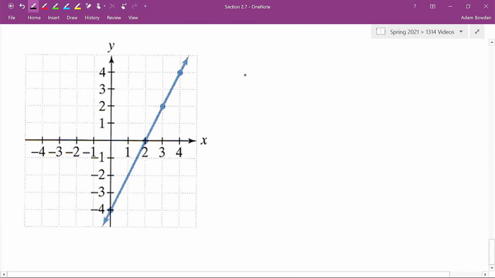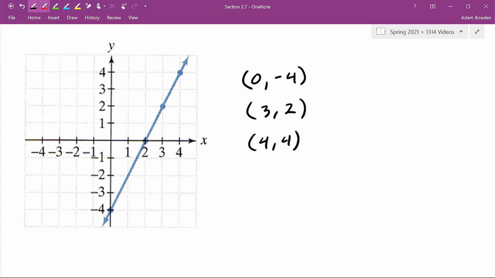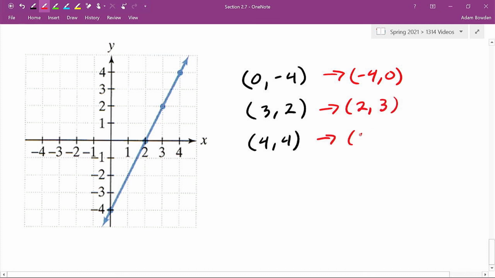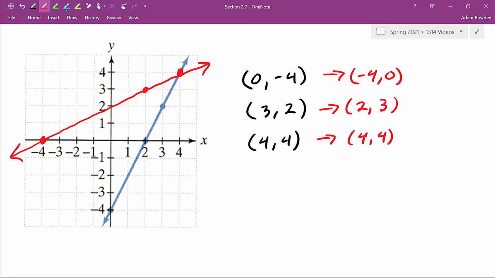On this graph, we have points like (0, -4), (3, 2), and (4, 4). Swapping the x and y in each of these, we'd have points like (-4, 0), (2, 3), and, well, (4, 4) would still be the same either way. So our inverse graph would have points at those locations. And so essentially it'll just form another straight line that looks like this. Again, reflected about the diagonal line running through, like so.